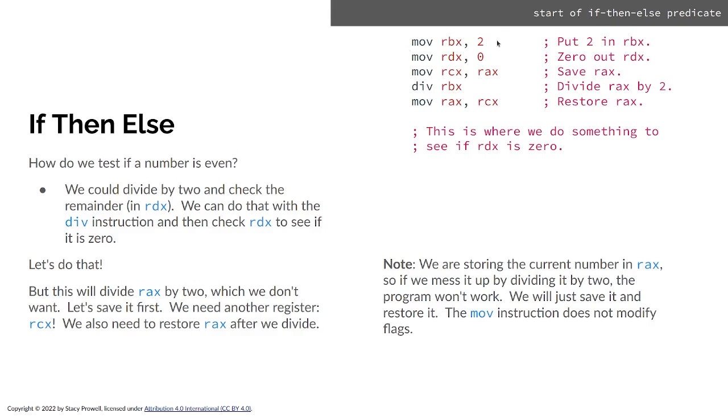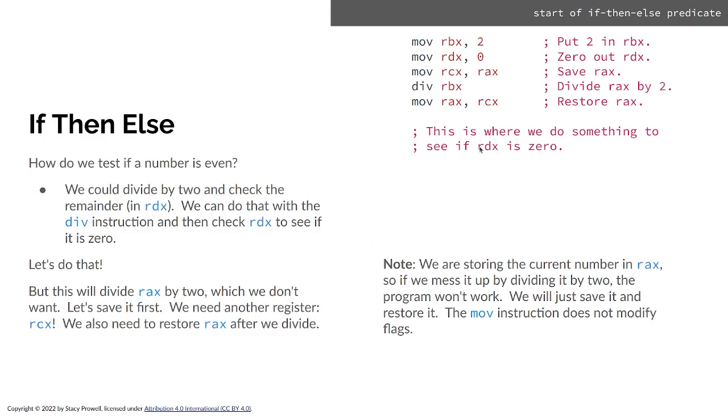So we'll go ahead and put 2 in RBX, 0 in RDX, then we'll save RAX in a temporary register RCX. We'll do the division, and then we'll restore RAX from RCX. So you see what happens here is we store 2, put 0 in RDX so that we don't cause an exception, save RAX, divide RAX by 2, and then restore it. Now, where is our remainder going to be? It's going to be in RDX.